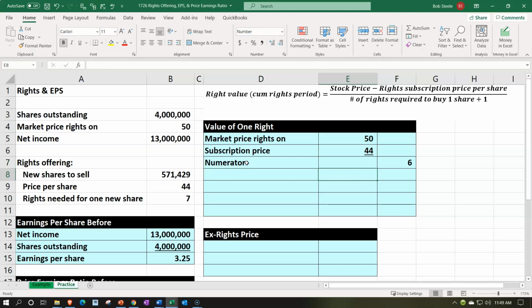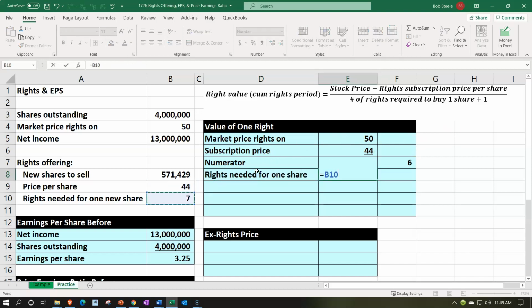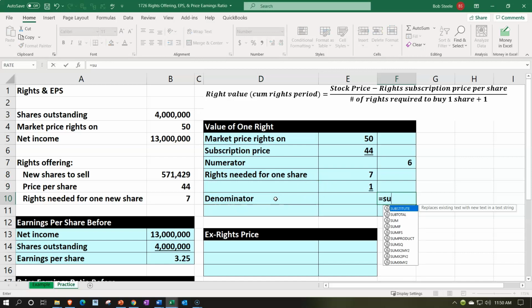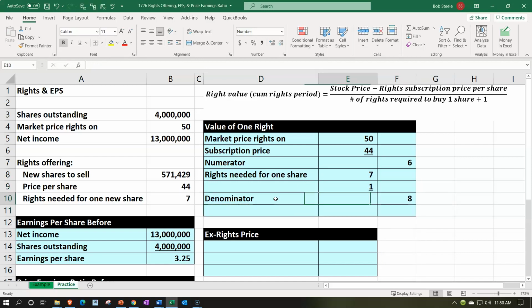And then we're going to say the rights needed for 1 share. How many rights is it going to take? We need 7. So we're going to say 7 of those. And then we add 1 according to our formula up top. Underlining that, that'll then be the denominator, the denom. So the denom is going to be equal to the sum of the 7 plus 1, or the 8. Let's underline that, font group and underline.